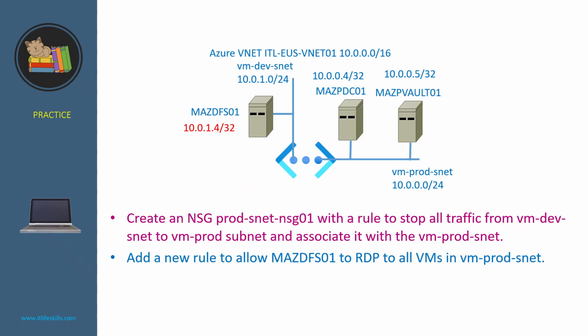Let's create an NSG named prod-etnes-nsg01 with a rule to stop all traffic from the VM dev subnet to the VM prod subnet and associate it with the VM prod subnet. After that, we will add a new rule to allow MAZDFS01 to RDP to all the VMs in the VM prod subnet.